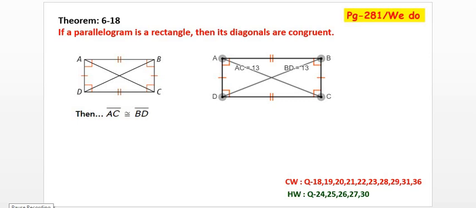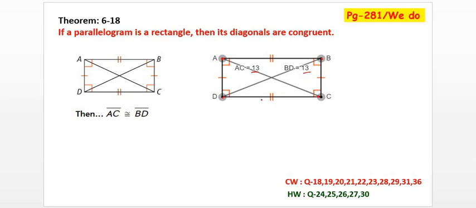Here is the next theorem, number 6.18. It says if a parallelogram is a rectangle, then its diagonals are congruent. So already I explained to you in the beginning that whenever you have a parallelogram that is a rectangle, then the two diagonals are congruent to each other. And here is the example. You can see that from here A to C, the diagonal measures 13 units, and the other diagonal B to D, it also measures 13 units, because it's a rectangle.